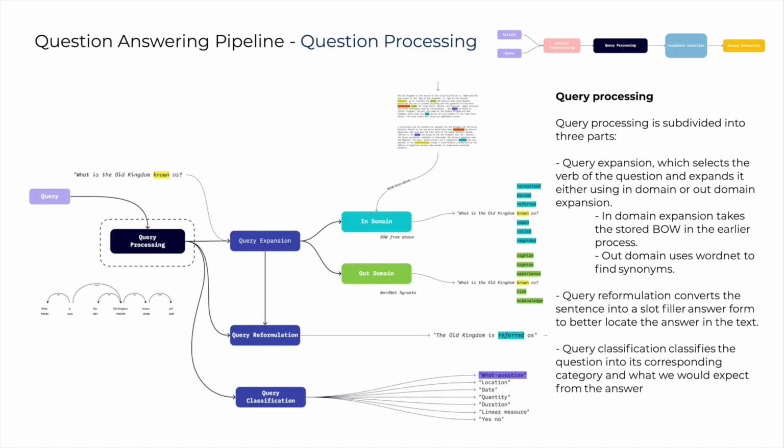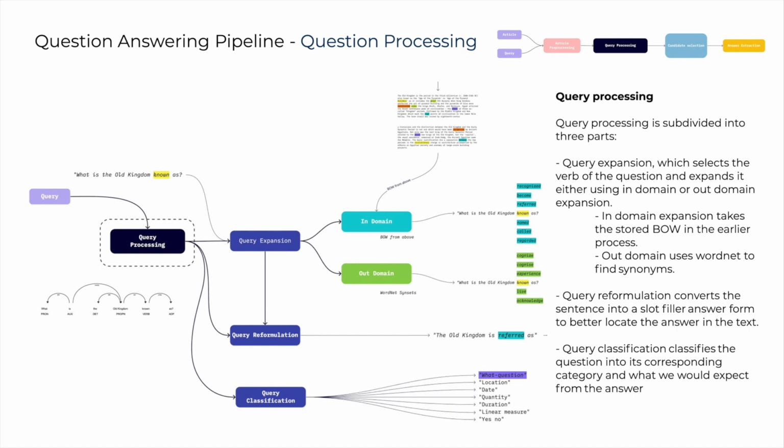Question processing part receives a list of questions. Each question is processed into three main sections: query expansion, query reformulation, and query classification. The goal of this procedure is to approximate the question to the answer via expansion and reformulation. This increases the odds of finding the sentence that includes the answer.